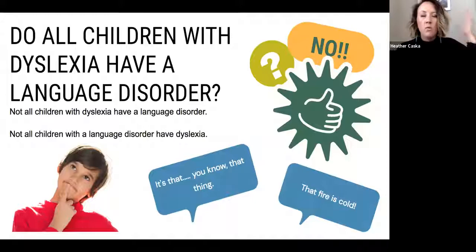Their speech might be empty. Word finding is really hard. And then also they often use opposites a lot. So they get confused with, you know, we were talking about right and left.